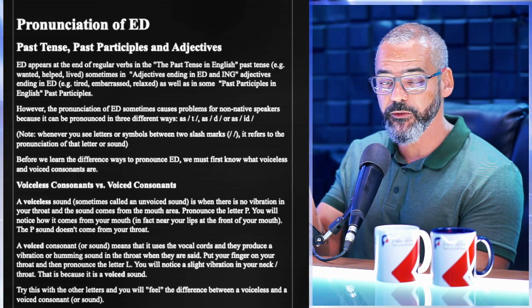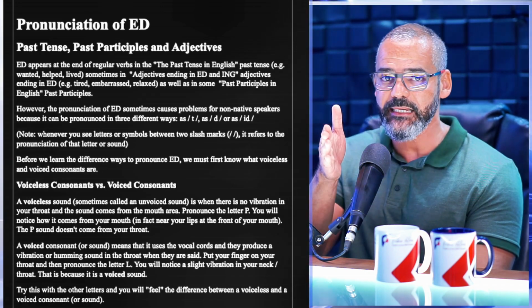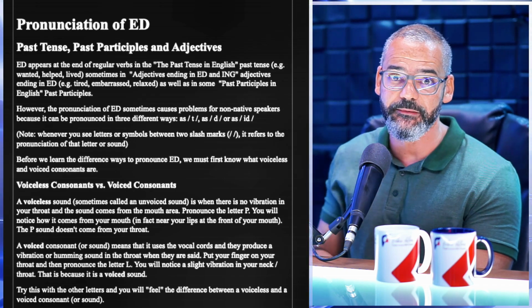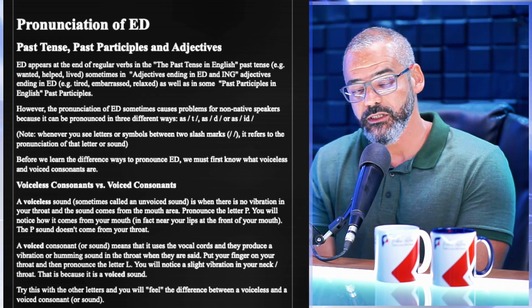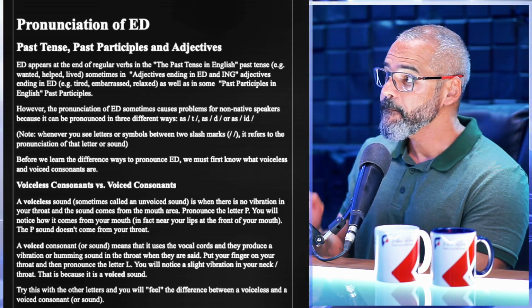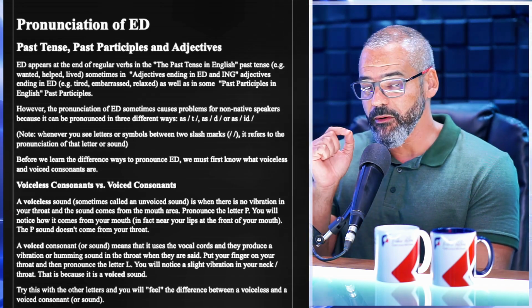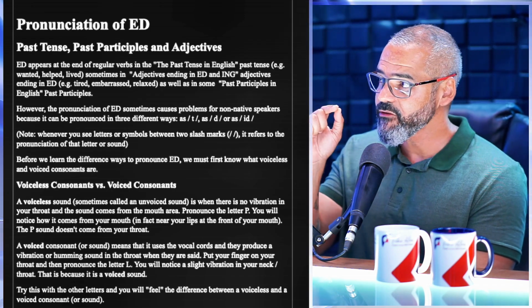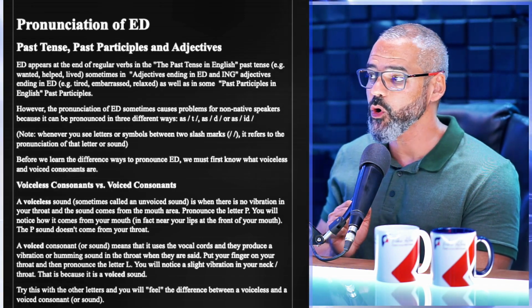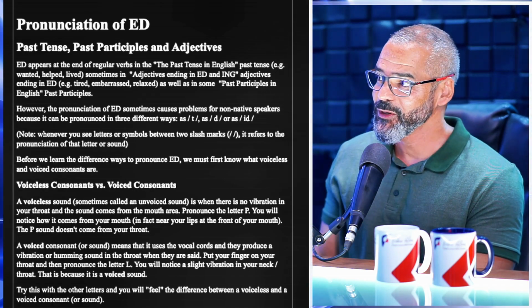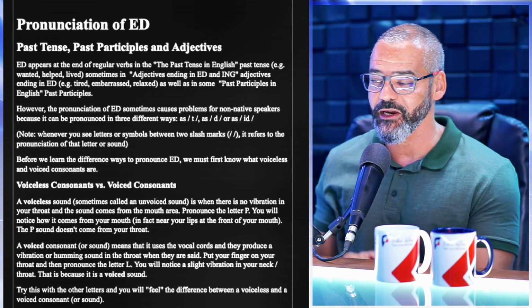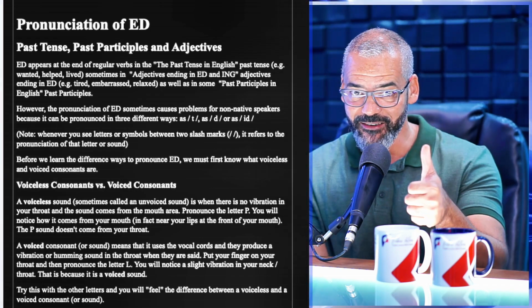So, and past participle, because when the verb is regular, the past participle is the same as the past tense. If I say work, worked, the past participle, worked. It's pretty much the same, all right? But what is the problem? As I said here, however, the pronunciation of ed sometimes causes problems for non-native speakers, because it can be pronounced in 3 different ways. T, right?